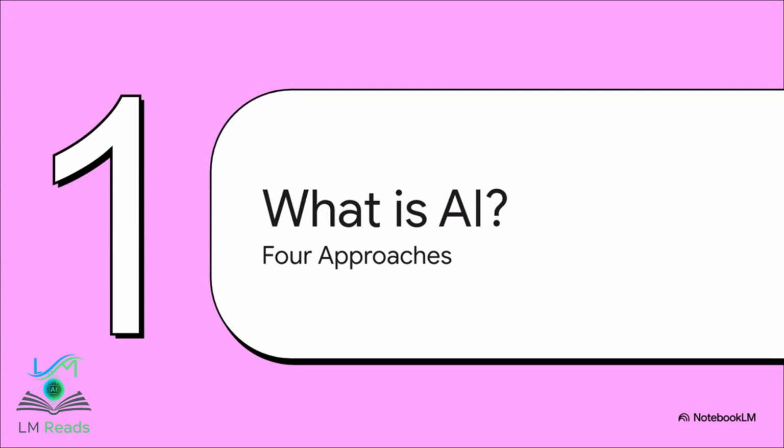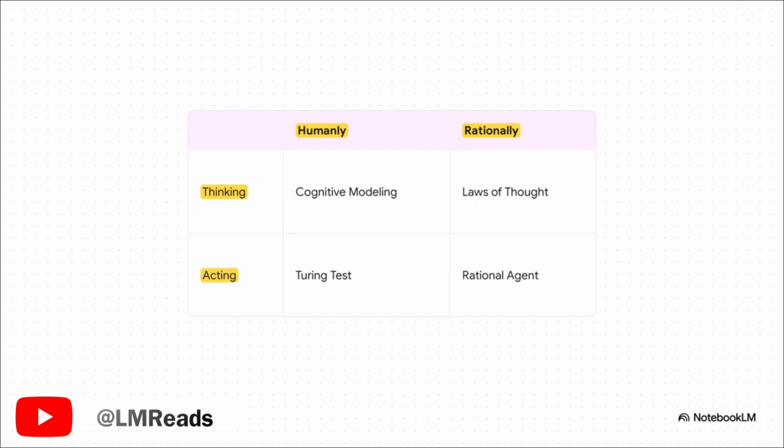The book lays out this awesome idea that researchers have kind of been chasing 4 different goals. It all breaks down along 2 main questions. Are we trying to mimic humans, or are we aiming for perfect rationality? And are we focused on the internal thinking, or just the external acting? And this framework basically organizes the entire history of the field.